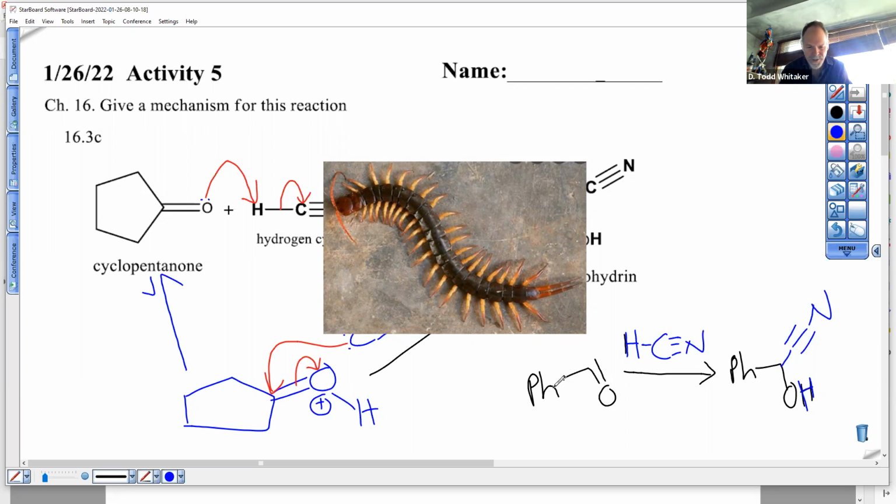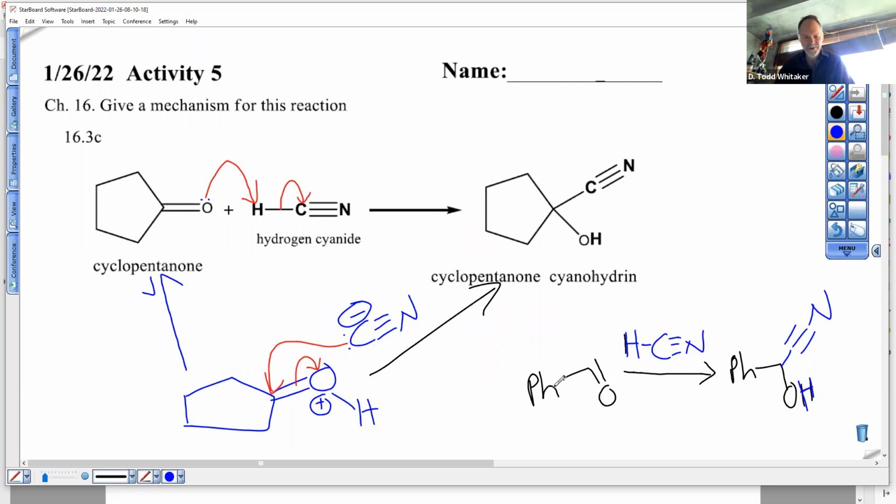I'm going to get rid of the bug. There you go. That's a millipede. All right, that's the end of this one. I will set it up so we can do our next one. Here we go.